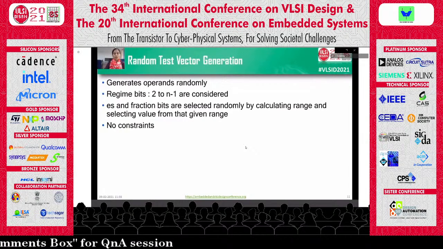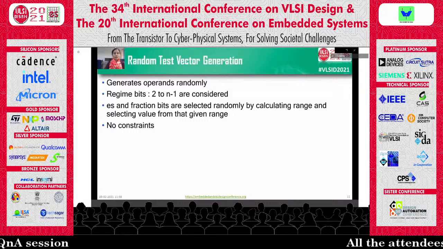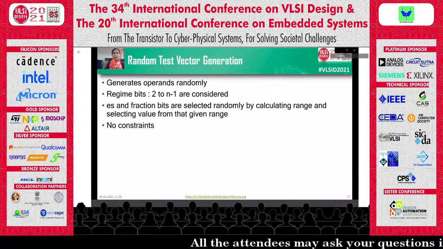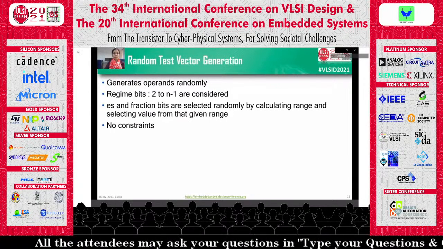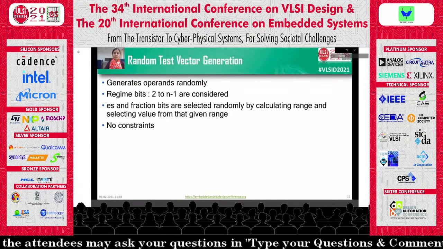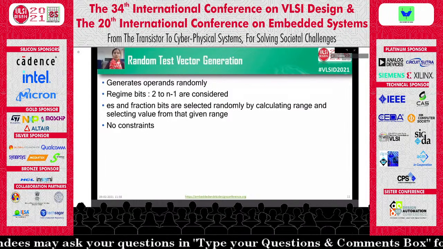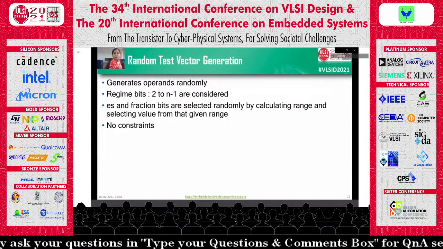Next is the random test vector generation. This model generates operands randomly. It considers regime bits having size 2 to n minus 1. ES and fraction bits are selected randomly by calculating the range and by selecting the value from that range. No constraints are applied to this model. This model generates test vectors for POSIT 16.1 and 32.2.